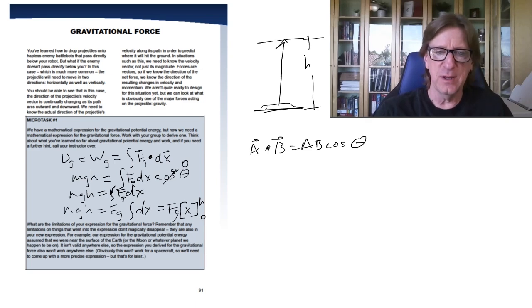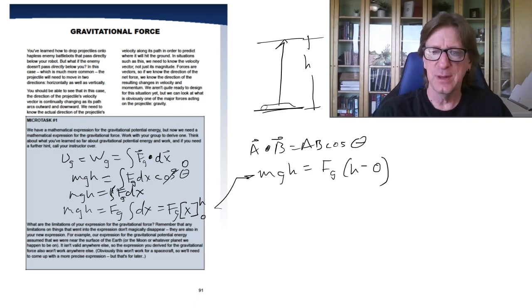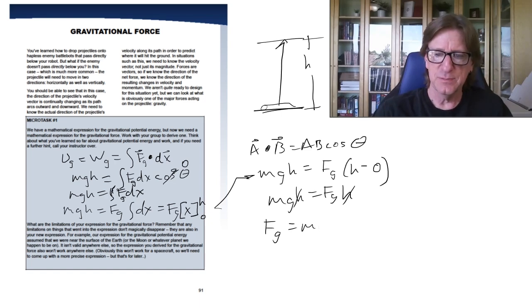So bringing it over here so that you can see what we're doing, we're going to have mgh is equal to the force due to gravity times, remember we take the first one, it's h, and then we subtract out the second endpoint, which is 0. And so I get this. And then finally my h's cancel. And so my final mathematical definition, that's going to be a g, not an h, for the force of gravity is this.